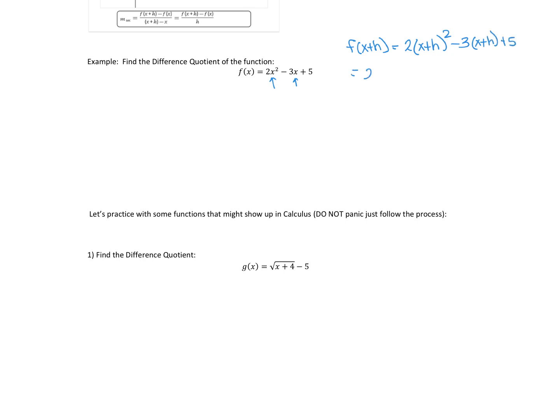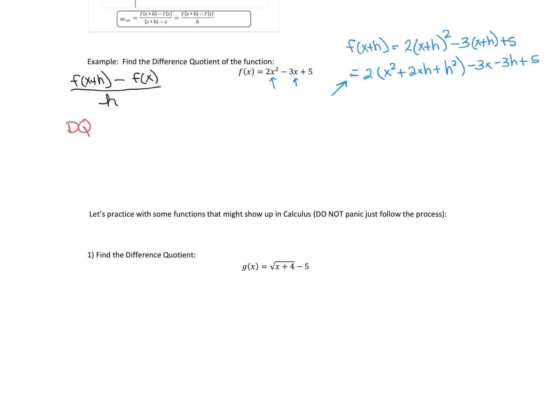And I'm going to simplify that. So when I FOIL here, I get x squared plus 2xh plus h squared minus 3x minus 3h plus 5. Okay, so this is our f of x plus h. And we want f of x plus h, which we just found, minus f of x, which we were given, all over h. So our difference quotient is going to be this expression here.